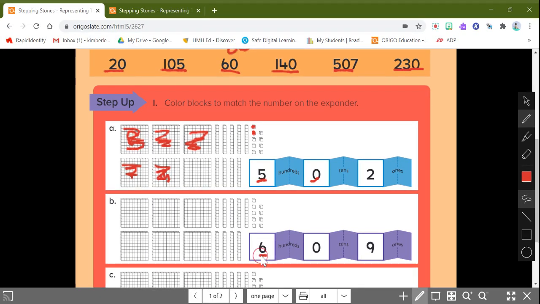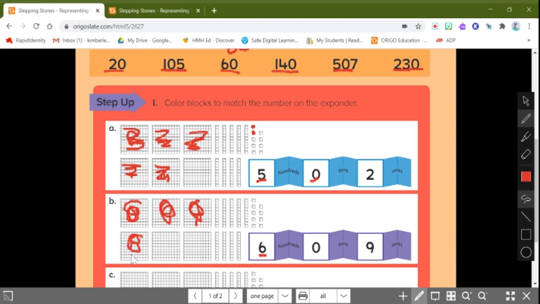Let's look at letter B. I have a 6 in the hundreds place. So again, I'm going to color in 600s blocks. 1, 2, 3, 4, 5, 6.